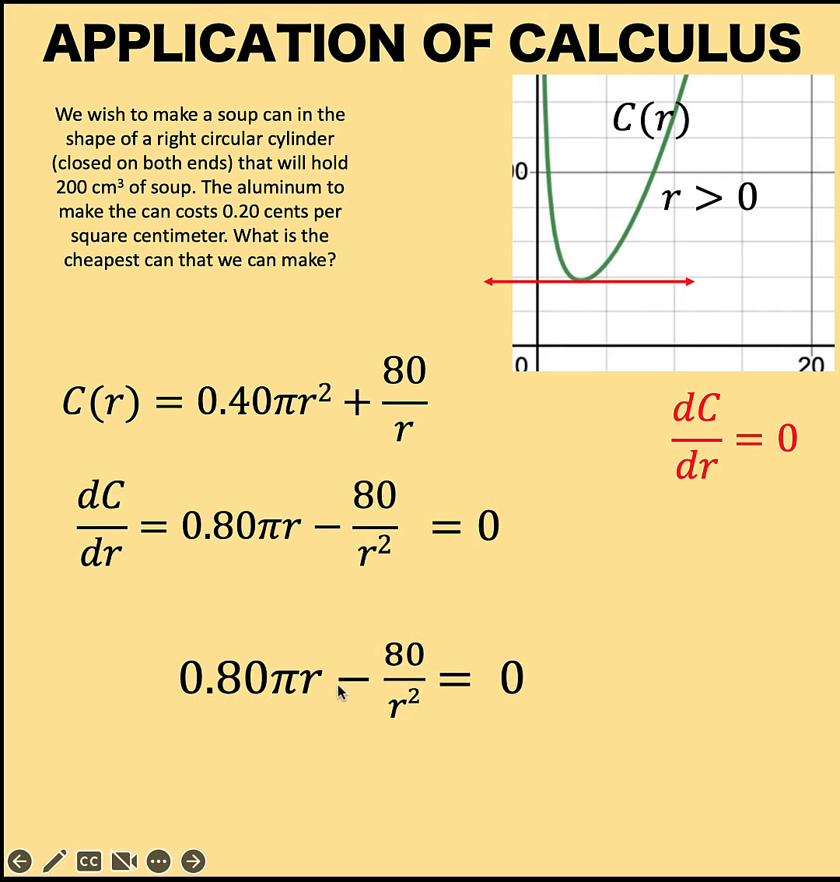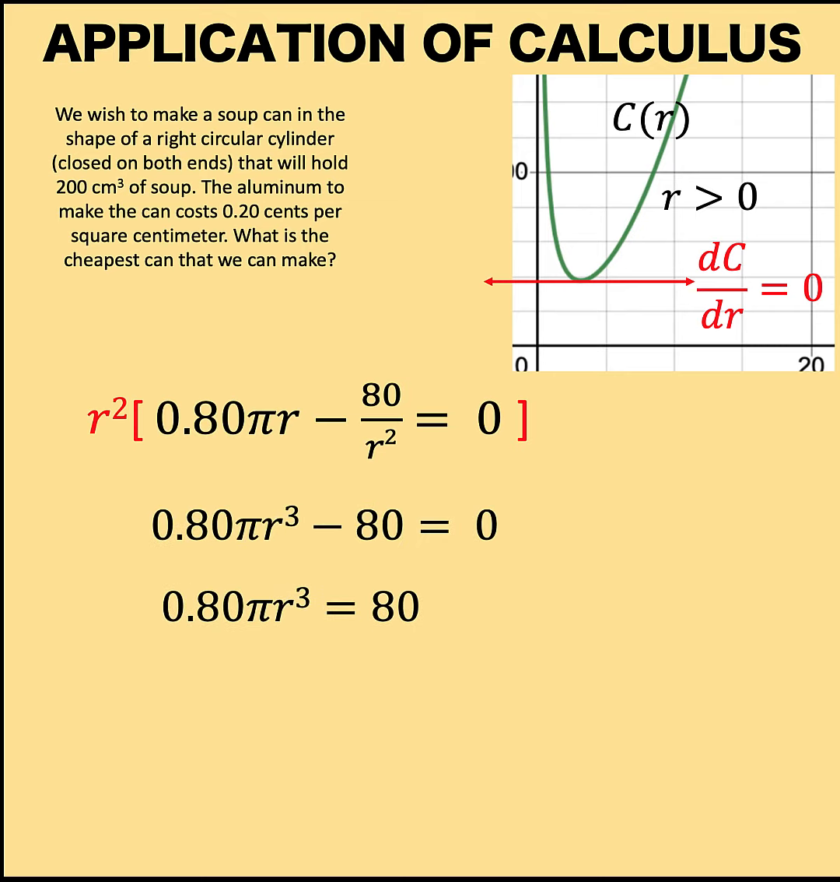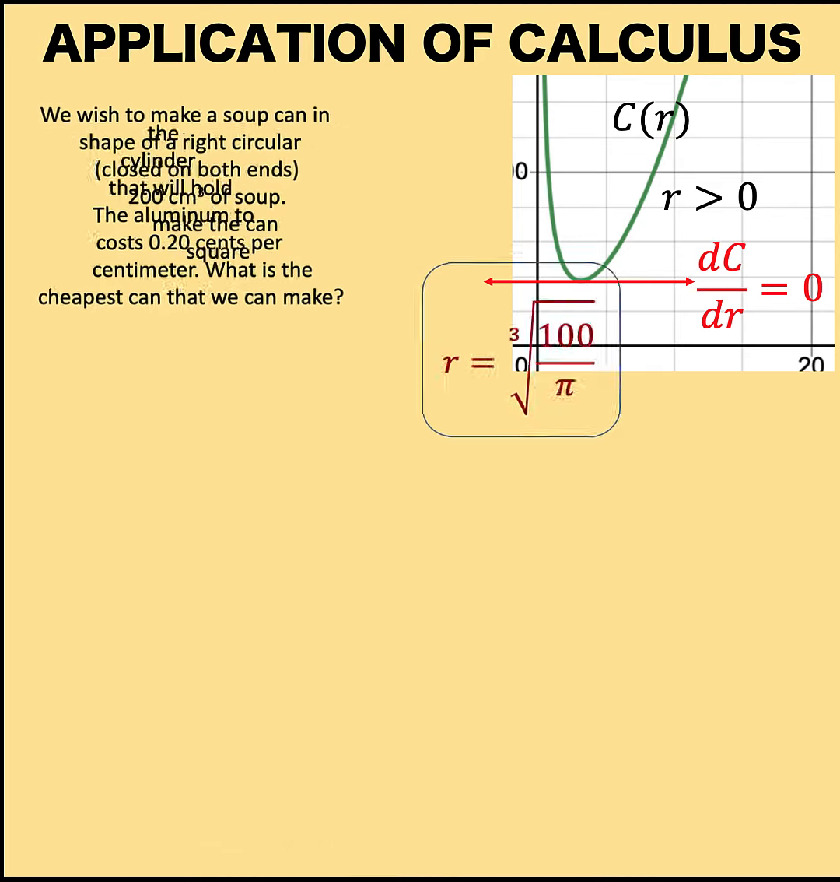And we want to solve now for r given this equation. So solving for r, let's multiply both sides of the equation by r squared, so we can eliminate the denominator r squared, and add 80 to both sides of the equation, and divide by 0.80 both sides of the equation to get pi r cubed equals 100, and then divide both sides by pi, and take the cube root of both sides to get r equals the cube root of 100 over pi. This is now the value of r that gives us this minimum value for the cost function. So let's remember this value for r.